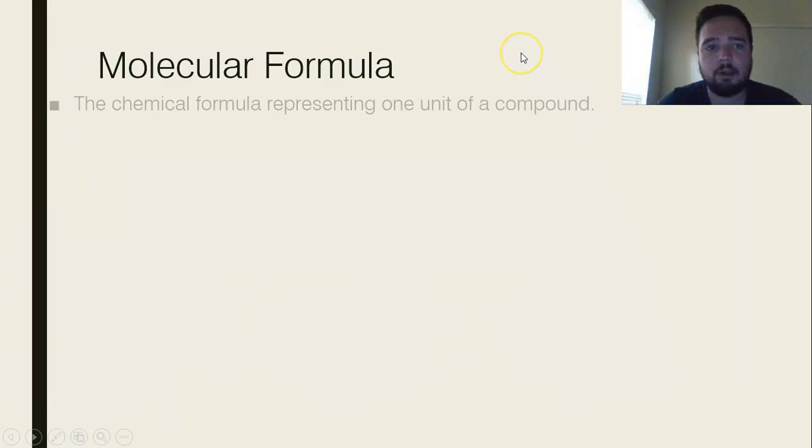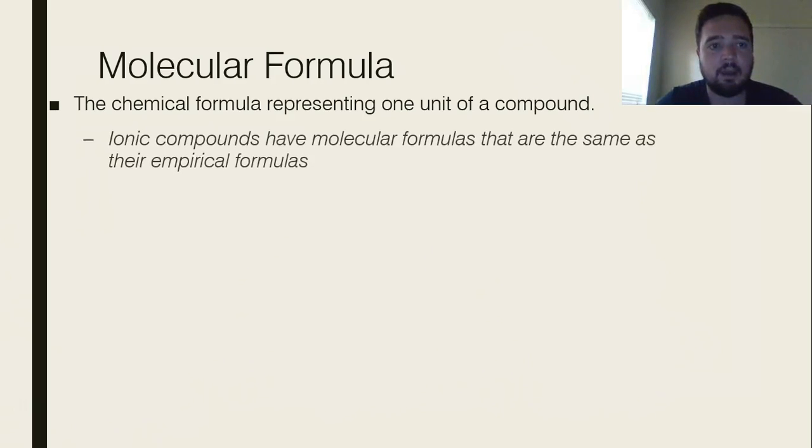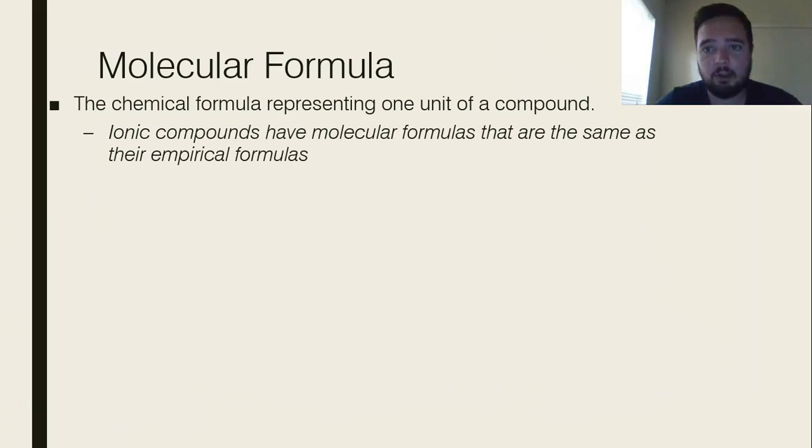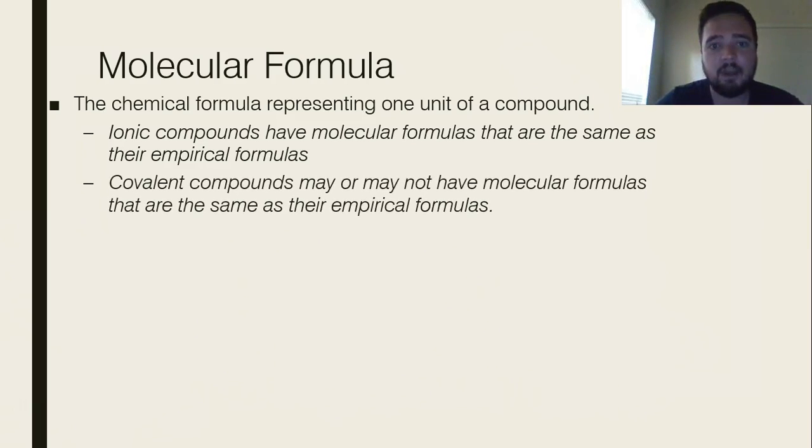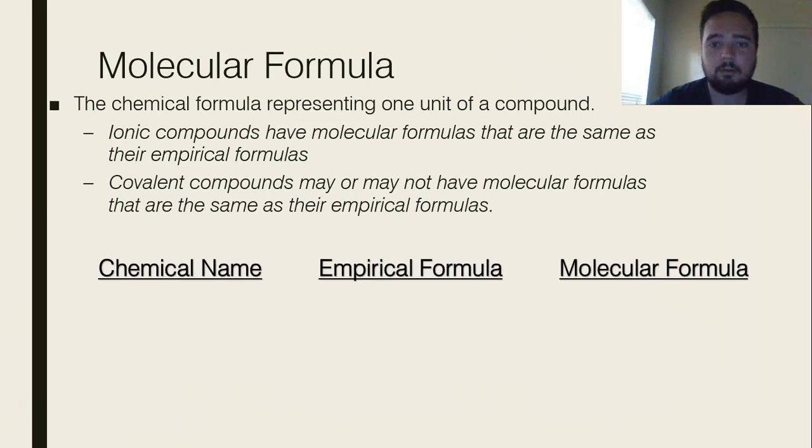Now the molecular formula, just as a refresher, is the chemical formula representing one unit of the compound, one unit of the ionic compound or the covalent molecule. Okay, ionic compounds have molecular formulas that are the exact same thing as their empirical formulas. So there's nothing really to worry about with ionic compounds. Covalent compounds may or may not have the same molecular formulas as their empirical formulas. It just depends on the compound itself. So we're going to take a look at this.